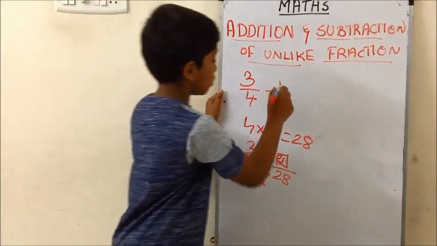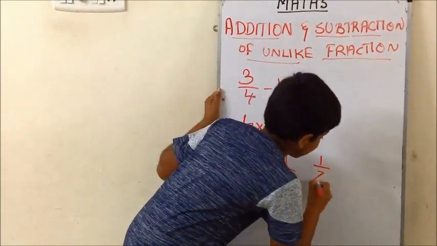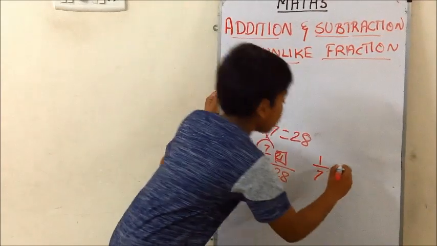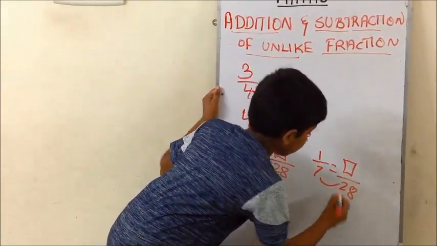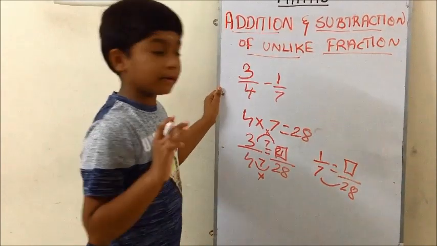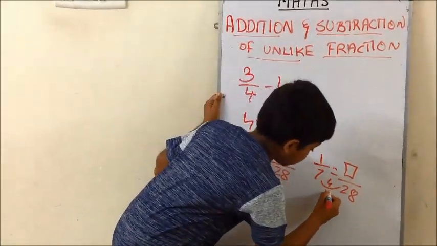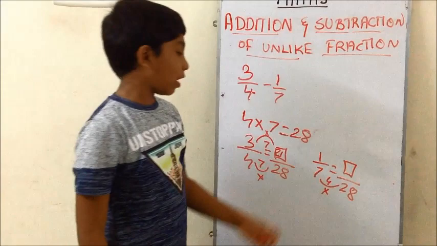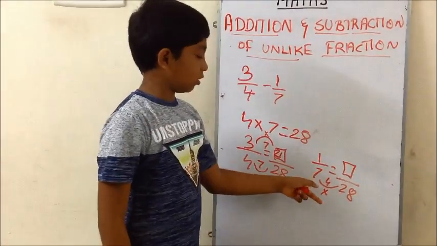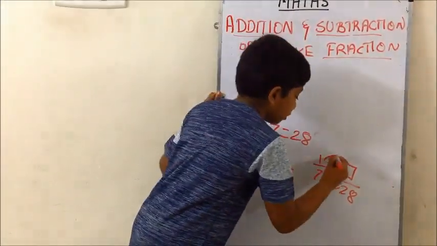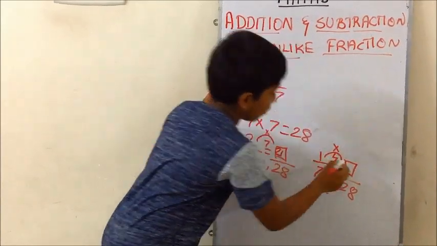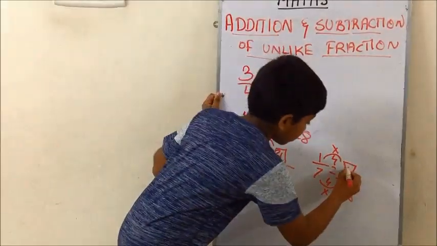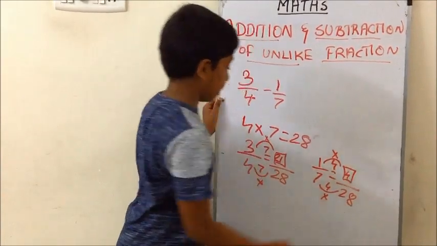The next is 1 by 7. 1 by 7 is equal to box by 28. In 7 tables, 28 will come in 4th time. We need to multiply this 4 with the denominator and numerator. Now we will multiply with the numerator. 1 fours are 4. So we have got 4 by 28.